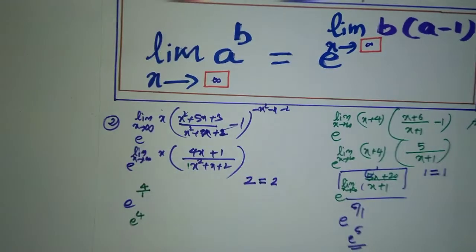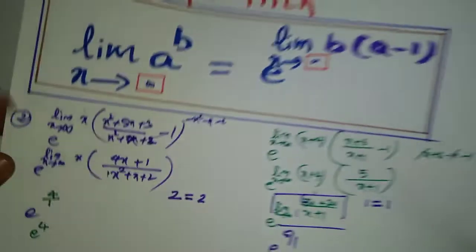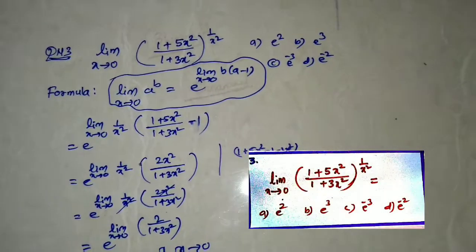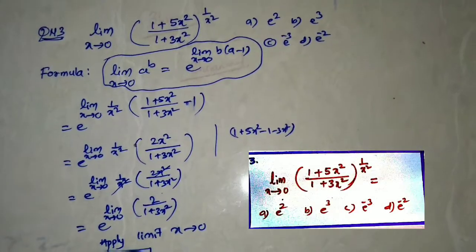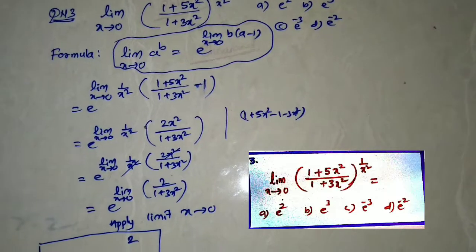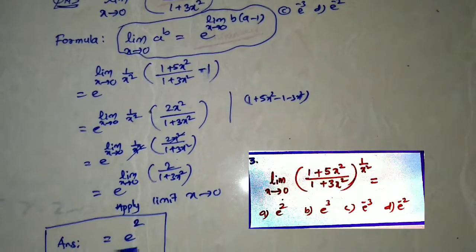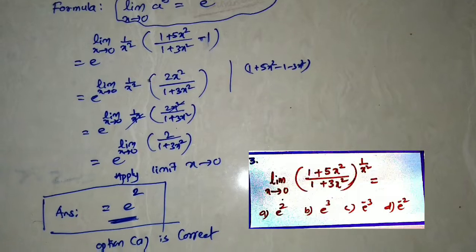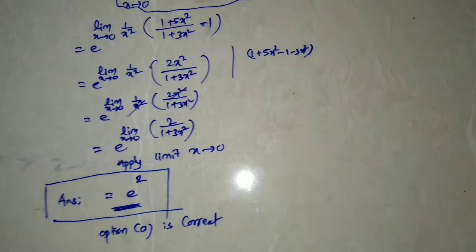Now let us start with one more example, example number 3. Limit x tends to 0, (1 plus 5x square divided by 1 plus 3x square) whole to the power of 1 by x square. I have already written the solution here, so try to look at it and understand the steps. Kindly pause the video to note it down.